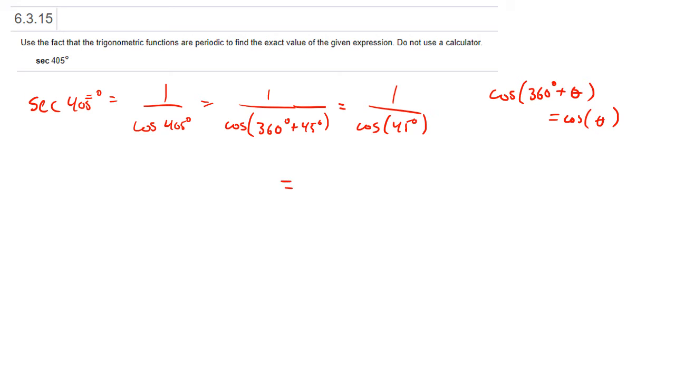And as we've seen several times by now, the cosine of 45 degrees is root 2 over 2, and this simplifies all the way down to just being root 2. So the secant of 405 degrees is exactly root 2.